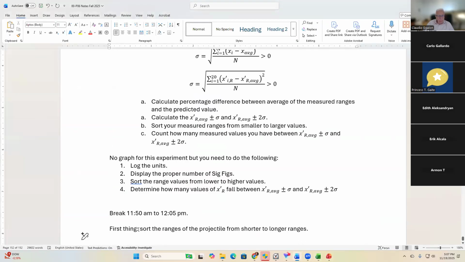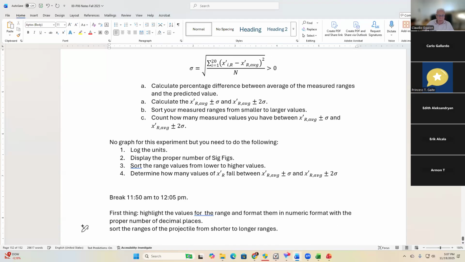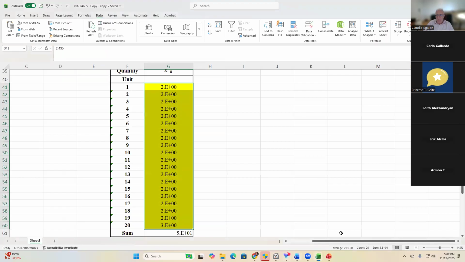Highlight the values for the range, and sort them, and format them in numeric format with the proper number of decimal places, right? So let's do that. Let's do that this time. Let's do it differently. Because when we see something like that, we do not know which one is shorter, which one is smaller, which number is larger, right?